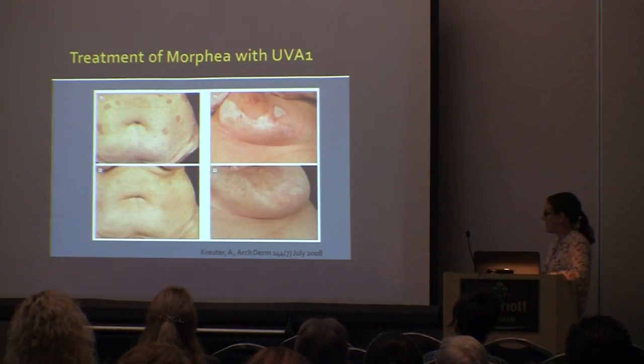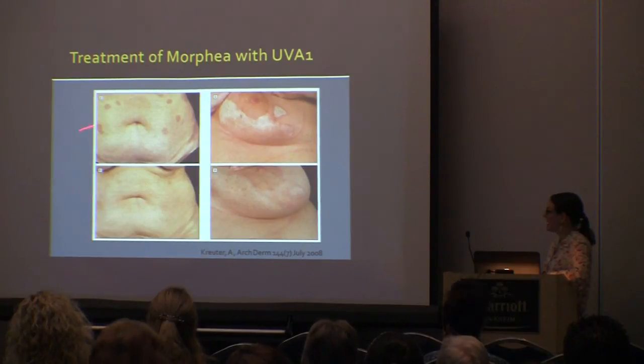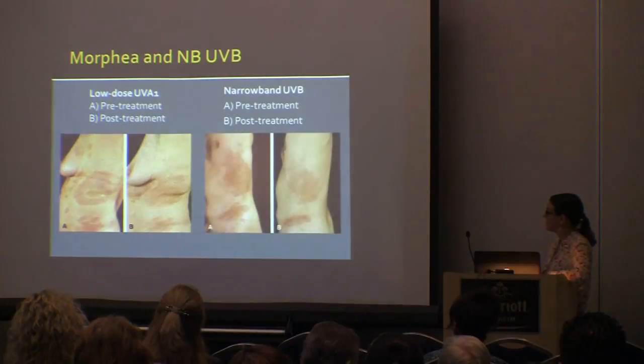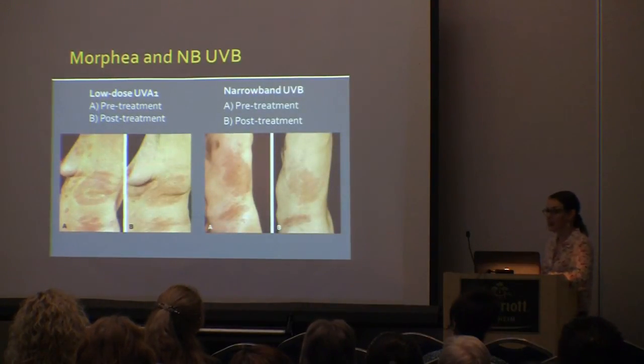These are some studies that came out of Germany for the treatment of morphea with UVA1. Again, you can see when they're very early and more red than anything else, they go away quite well. There are also other types of phototherapy called narrowband UVB. This is important because this is much more widely available than UVA1. Most places don't have UVA1 phototherapy, but most larger cities will have a dermatologist who has narrowband UVB phototherapy.